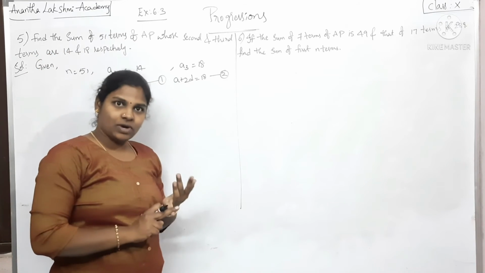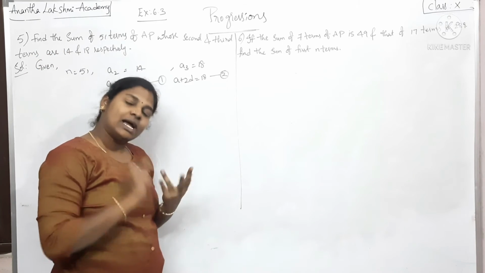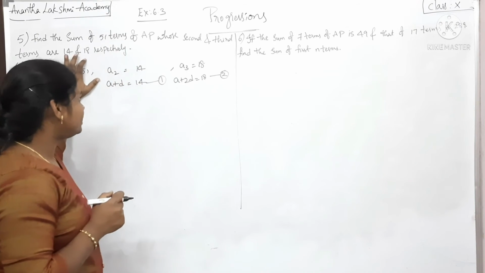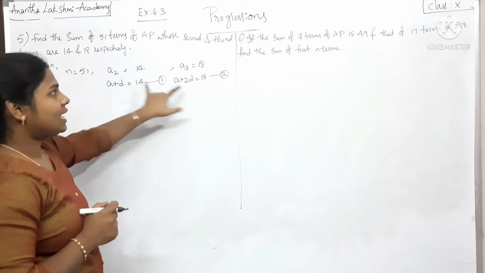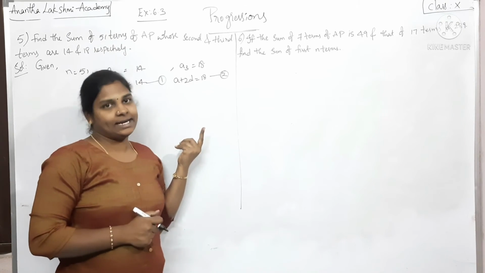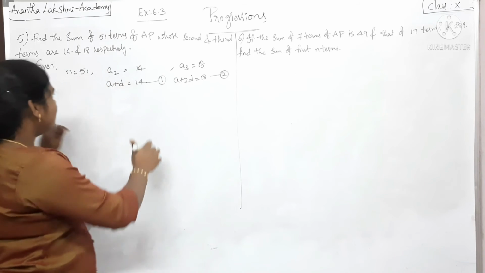Either you have to know the last term, or you have to know the first term, common difference and number of terms. Here we know the number of terms. We need to figure out A and D from these two equations, and then we can solve for the sum of n terms. Alright, so let me get started.